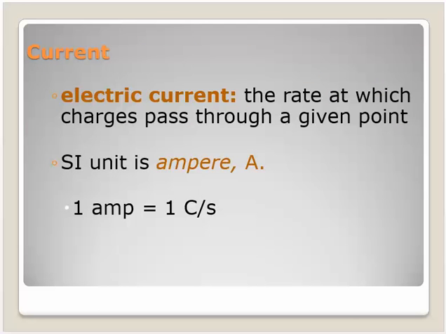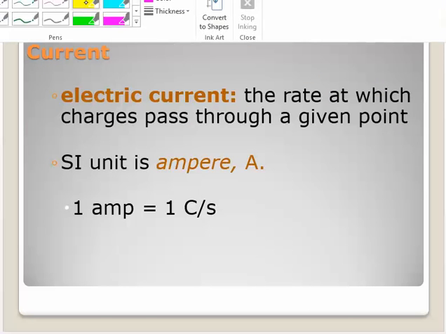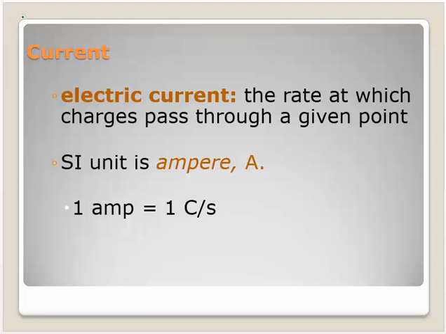Current. Let's talk about current. Electric current is the rate at which charges pass through a given point. Well, we must be talking about a conductor because the charges are moving. So we're talking about something that's conductive that allows current to flow through it. The unit is called the ampere. Quite often we'll just simply say amp.